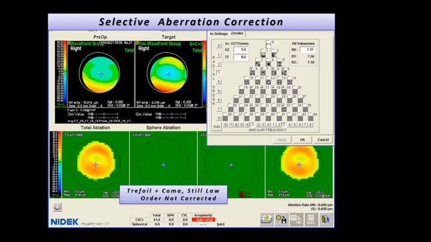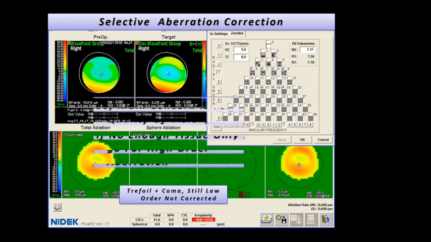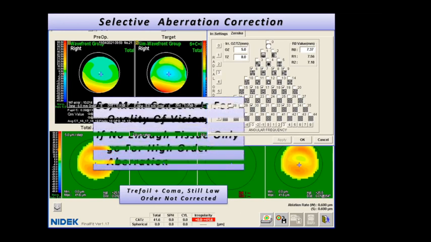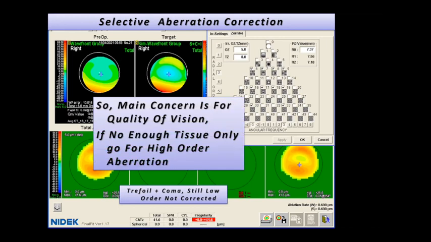Let him have an ICL or whatever you want. Now he'll be happy. Now he'll have better vision. You can correct the residual error by something else, not by corneal refractive surgery, but you corrected the main pathology or the worst, the main concern, and the quality of vision. If there is not enough tissue, only go for high order aberration.